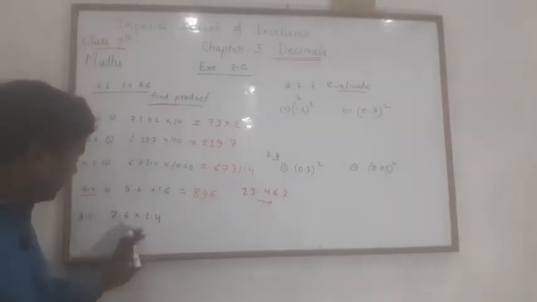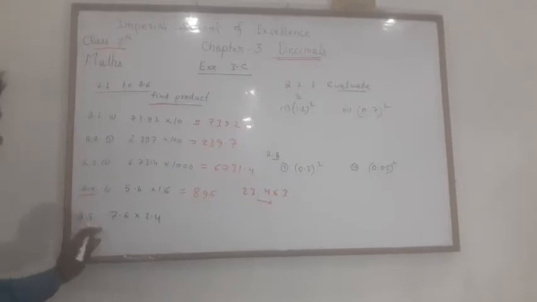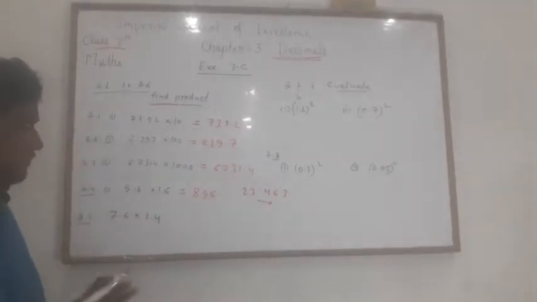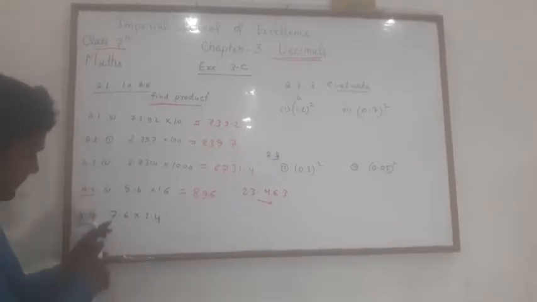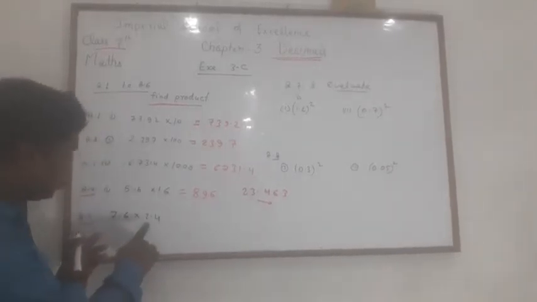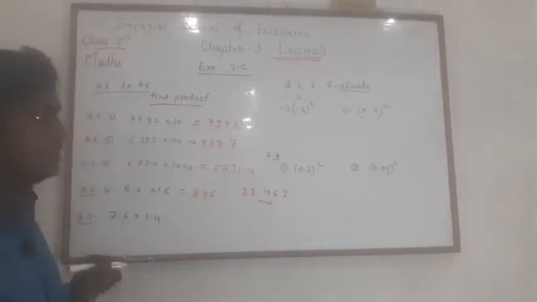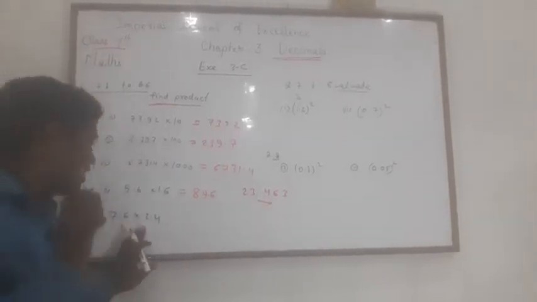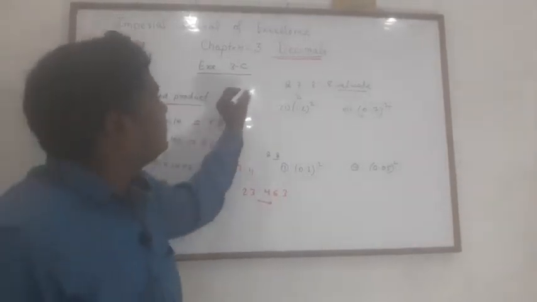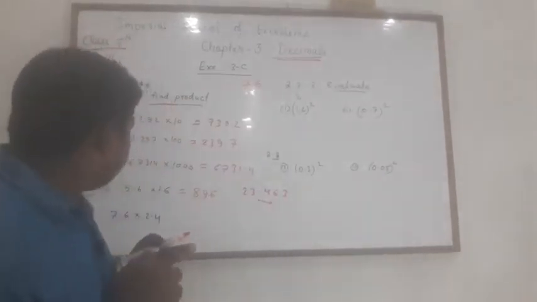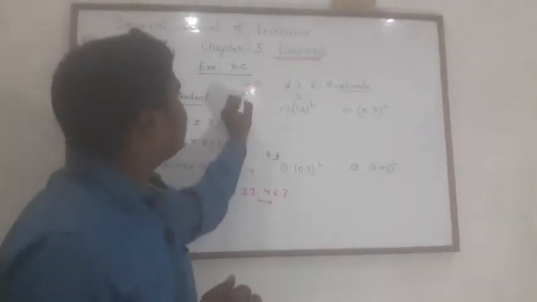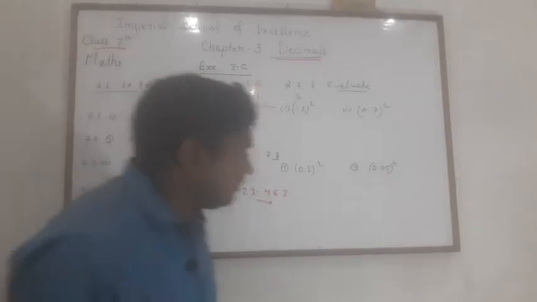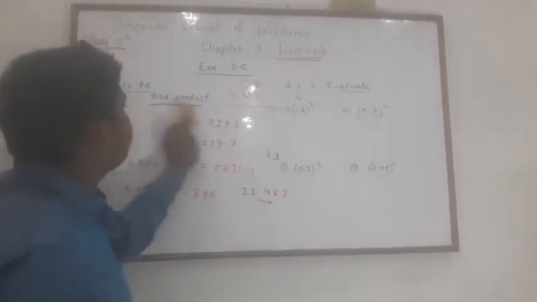Okay, similarly see this question number 5, the first question. This is 7.6 multiplied by 2.4. So here this is 7.6 and this is 2.4, and we have to multiply. So we will just multiply these numbers as ordinary numbers. Suppose this is 76 and this is 24, and you have to multiply it. So let's multiply it and then we will see.